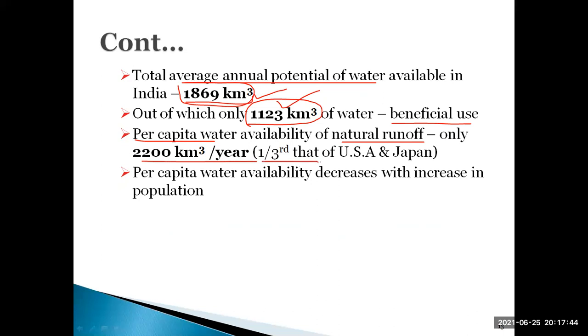That is one-third that of the USA and Japan. So we have only one-third of what the USA and Japan use, and the per capita availability of water is required. Also, the per capita water availability decreases with the increase in population. As the population increases, the per capita water availability will keep decreasing.